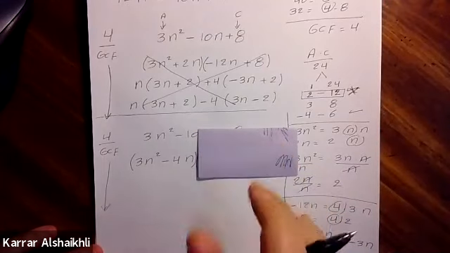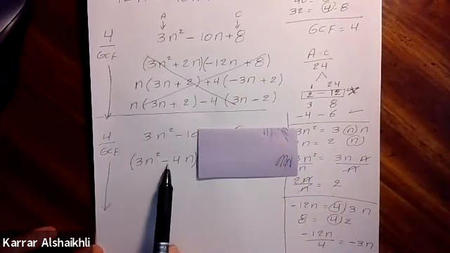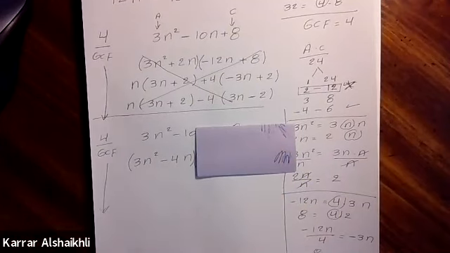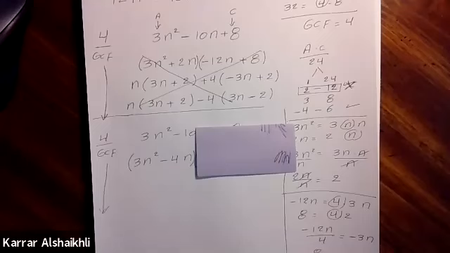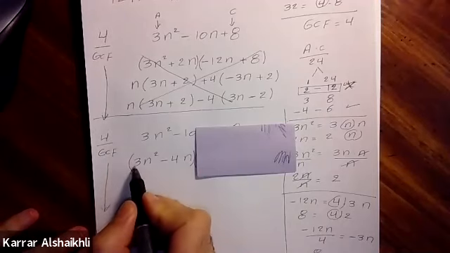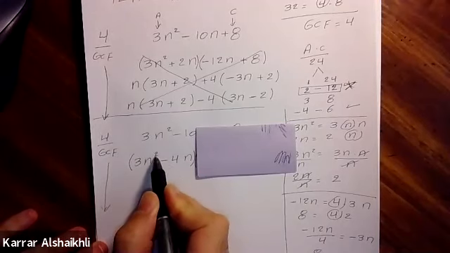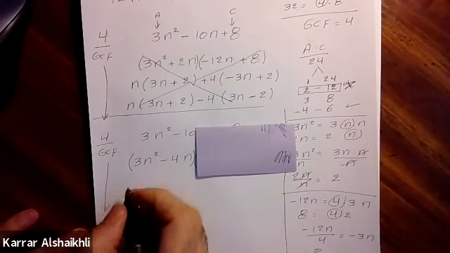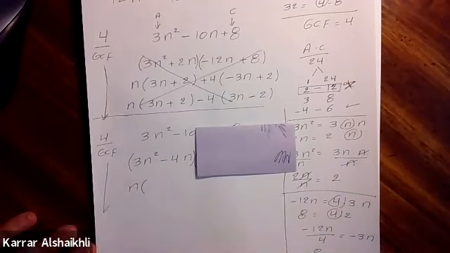Now tell me, what's the common between 3n squared and negative 4n? The common is the n, because there is no common with the 3 and 4, but I have n squared and n. If you do exactly the same thing here like the steps, you're going to get the common is n. Now tell me what's the leftover. 3n squared divided by n.